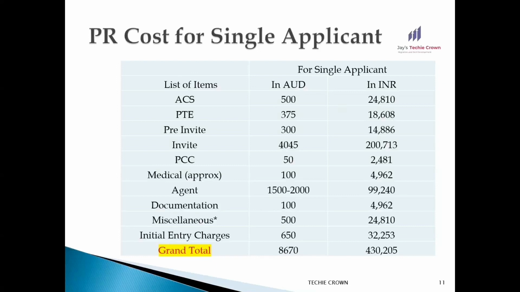So I have given the approximate cost for the rest of the things like PCC and medical. It might differ. The agent fee might differ between 1500 or 2K based on the agent you choose, and then the documentation charges and the miscellaneous charges. So as I explained in the previous slide, those are all the miscellaneous charges. And finally comes the initial entry charges. Initial entry charges is nothing but your initial entry into Australia.